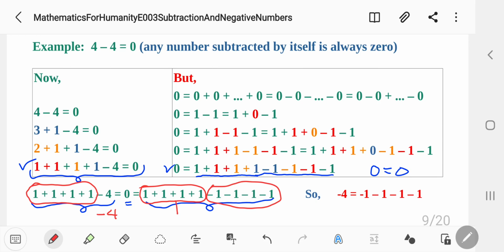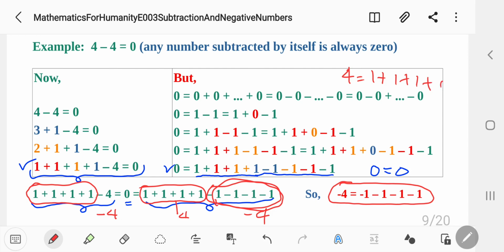And this one is also 4. So this one must be negative or then minus 4. Or we can say that it is negative 4. So you can write minus 4 or negative 4 as negative 1 minus 1 minus 1 minus 1, or minus 1 minus 1 minus 1 minus 1. So that's the negative number. The positive number 4 is equal to 1 plus 1 plus 1 plus 1. And the negative number 4 is minus 1 minus 1 minus 1 minus 1.